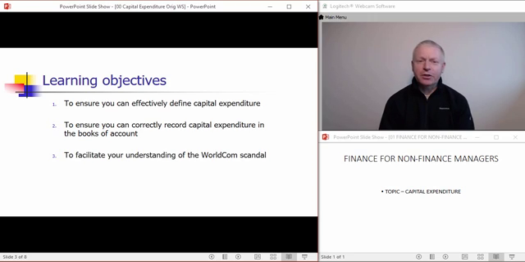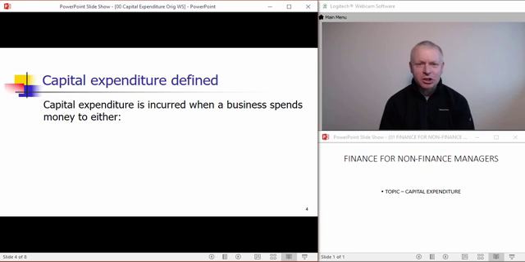And finally, the third learning objective today is to make sure that you fully understand what happened at WorldCom, where they messed up in relation to recording capital expenditure transactions. And in fact, they actually did it deliberately. So those are three learning objectives today. So let's move on then to a definition of capital expenditure.